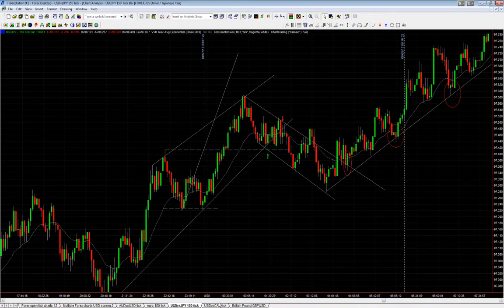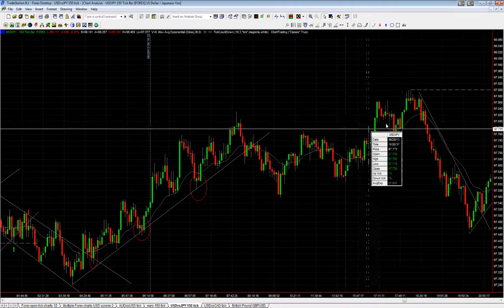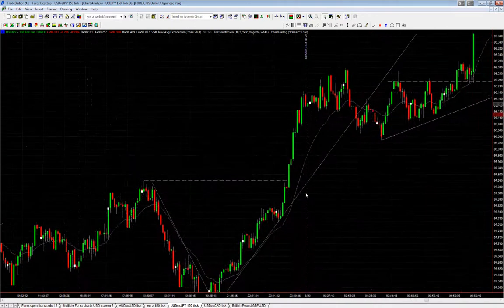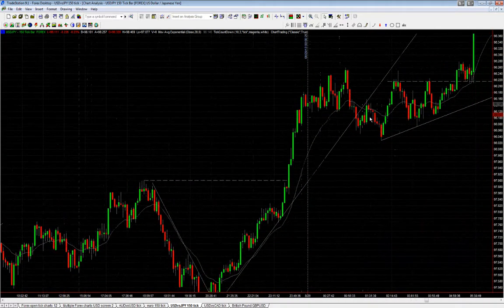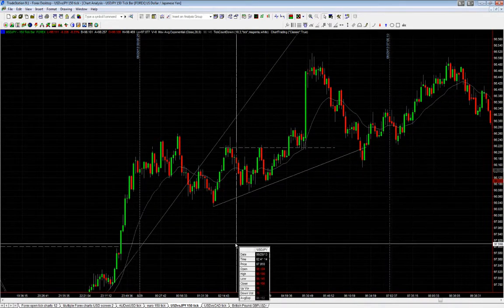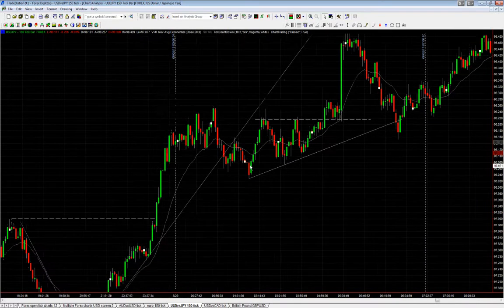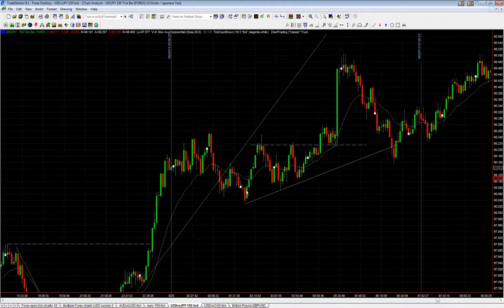So anyway, let me see. It's the 29th. Yeah, this is the 29th. Same chart, same product. It's the yen versus the dollar, or dollar versus the yen.